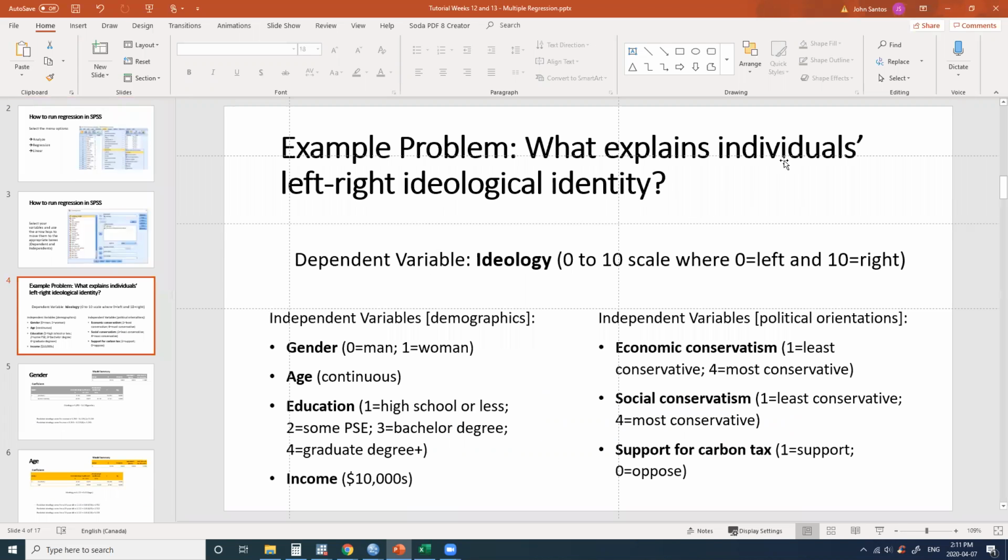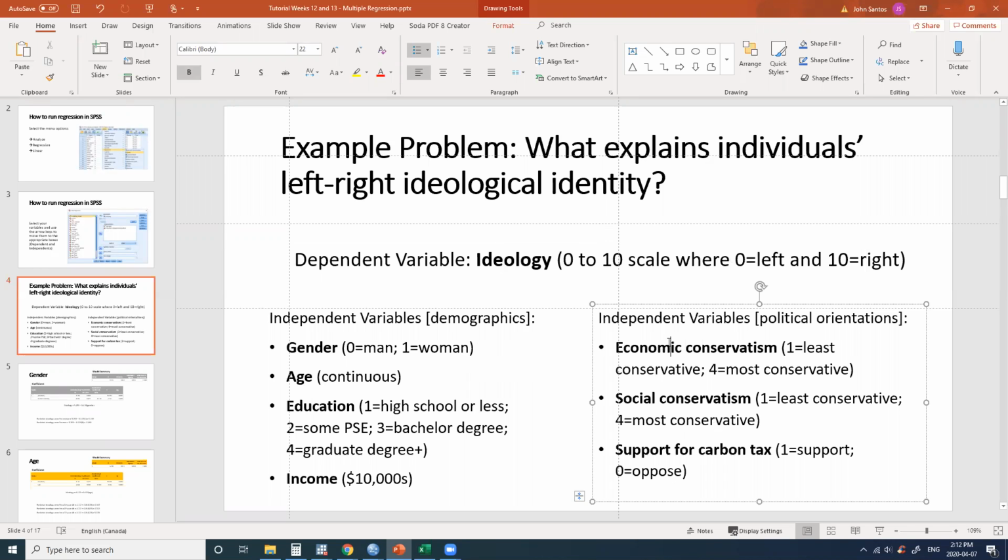What explains individuals' left-right ideological identity, right? So we had this dependent variable, ideology, which is measured on a 0 to 10 scale, where 0 means left, 10 means right. And we had various predictors, right? We had some demographic stuff, personal characteristics: gender, age, education, income. We also have some measures of substantive political orientations, right?